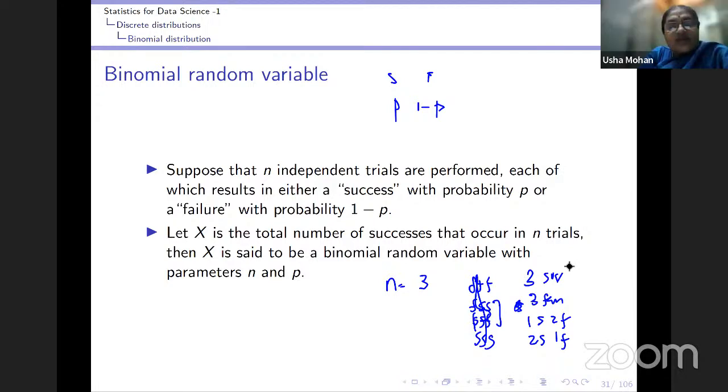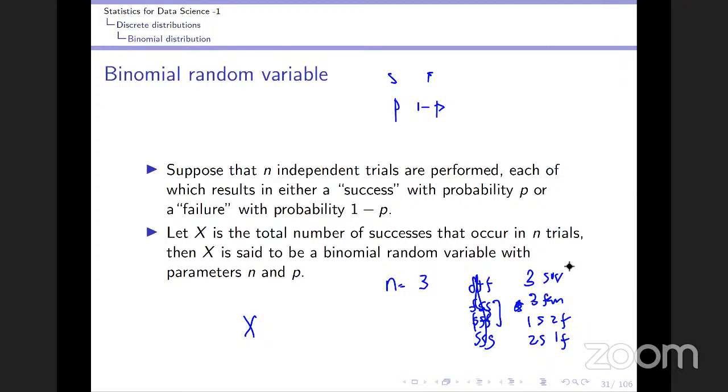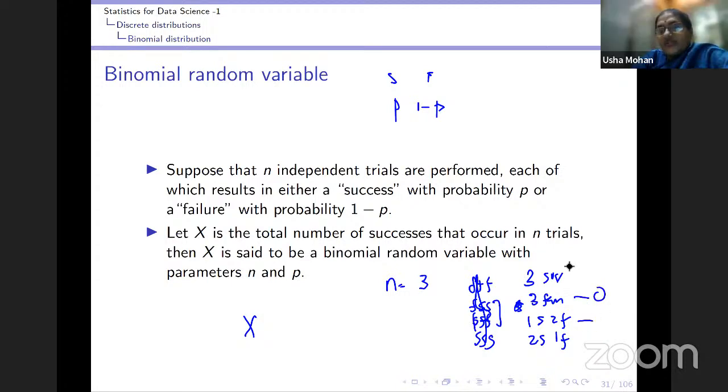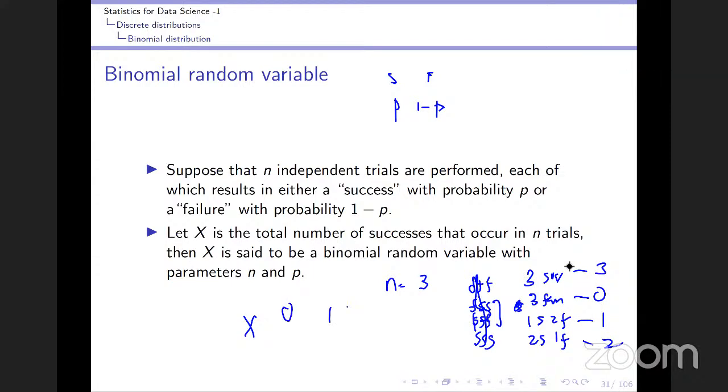So what are the values? Suppose X is counting the total number of successes. What are the values this X will take? 0, 1, 2, and 3. This is 0, this is 1, this is 2, and this is 3. So, agreed?